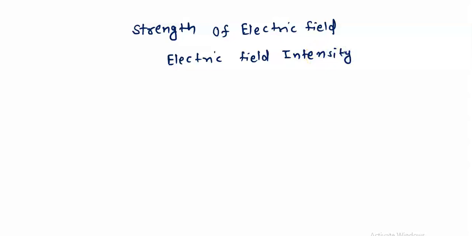Around any charge, suppose there is a source charge, plus Q, and around this charge, if you have to find the electric field intensity at this point P, basically we draw the electric field lines from this charge. We try to draw as many electric field lines as we can, because there can be an infinite number of electric field lines which can come out perpendicular to the surface of the charge.